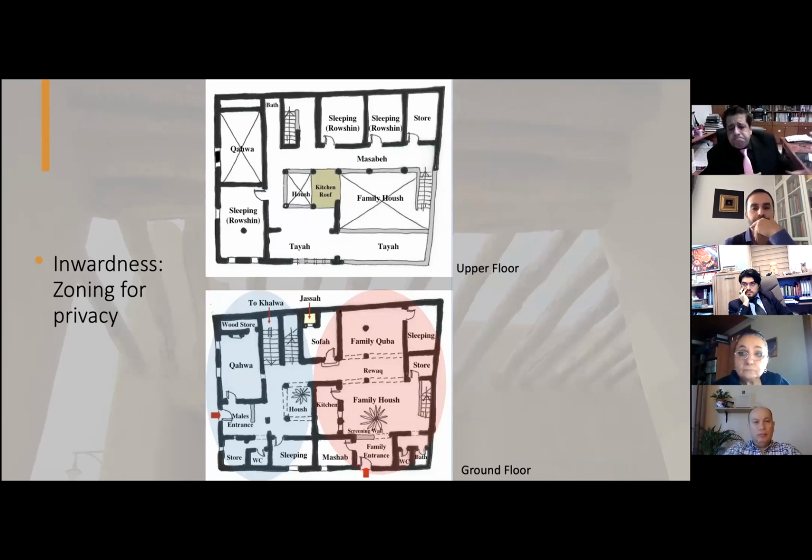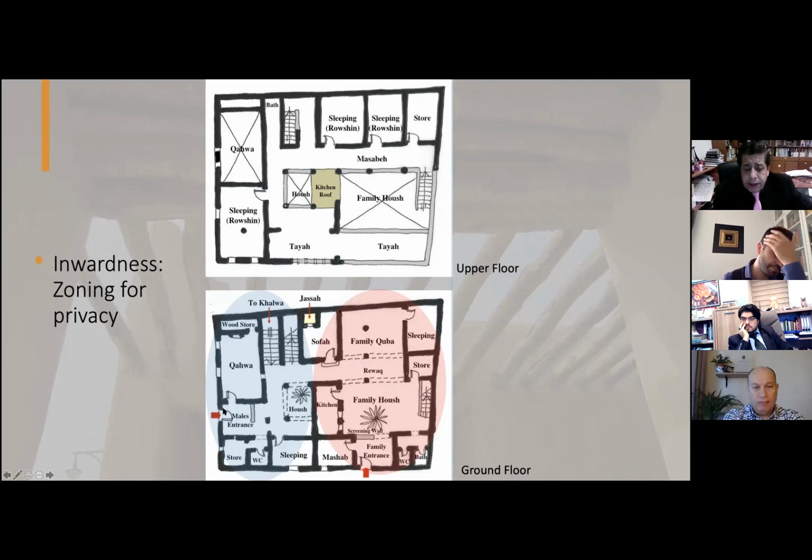In addition to the courtyard, there is a zoning pattern inside Najdi houses. There is a male zone and a female zone, which is the family or private zone. The male zone is usually close to the main entrance, with spaces used strictly by male visitors. The more you go inside, the more private spaces appear: the family house or the family courtyard with other spaces around it.